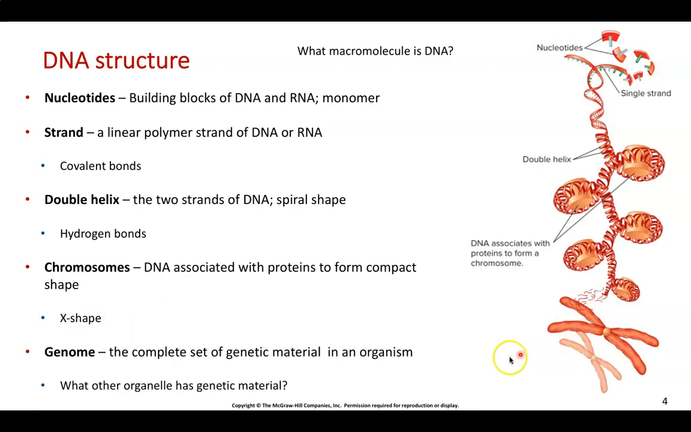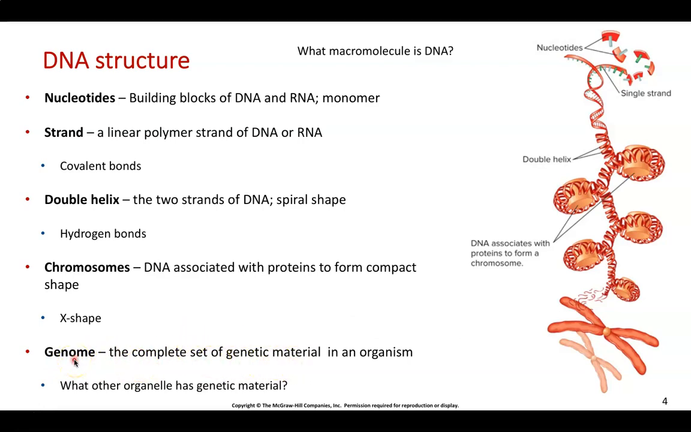And finally, if you're thinking of humans or plants or animals, once you're looking at the complete set of chromosomes or the complete set of genes they have in their whole body, that is going to be called your genome. So it is the complete set of genetic material within an organism.